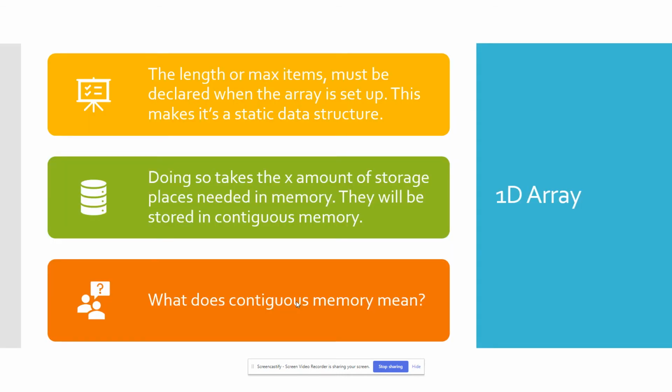Other key points. When the array is set up, you must declare the length or the maximum items, and this is where it becomes that static data structure. Doing so takes the X amount of storage places needed in memory. So if you say it's 10 items long, it will hold 10 places in memory, and they will be stored in contiguous memory. I'm not going to tell you at this point what contiguous memory means, because one of your tasks will be to go and research it. I'm sure I mentioned it in class and some people already know, but in this context, what are we talking about?